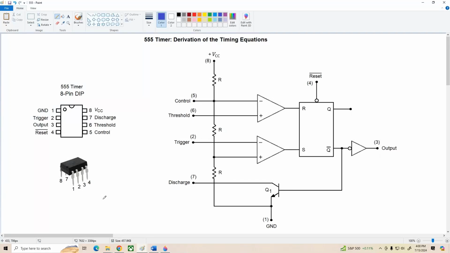Today we're going to shift gears a bit and talk about the ubiquitous 555 timer. And in particular, I'm going to derive the timing equations for this thing.